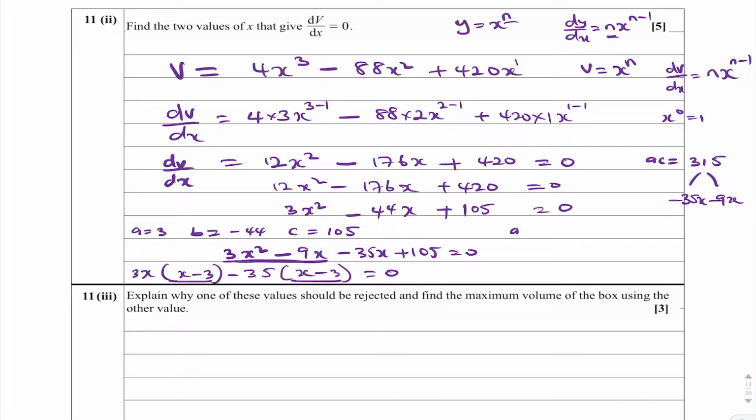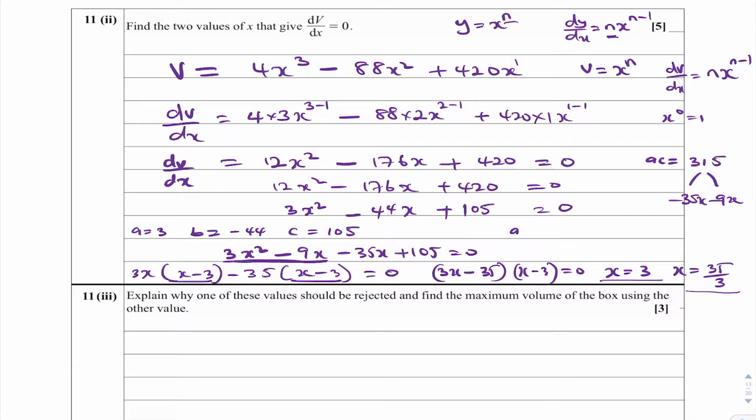Equals 0. And therefore the factors are 3x minus 35 and x minus 3 equal to 0. And that implies x equals 3 and x equals 35 over 3. So those are the solutions for the two values of x. x has to be equal to 3 and x has to be equal to 35 over 3.